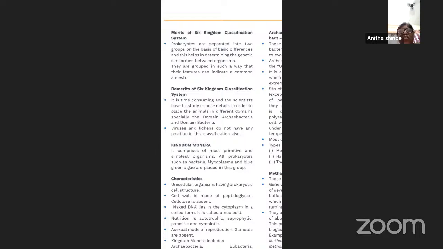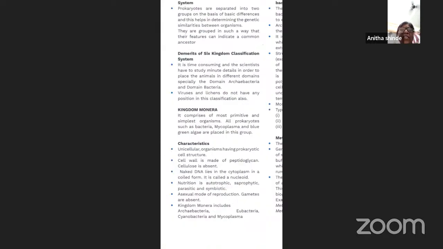And another drawback, of course, we have already seen in the 5 kingdom classification: viruses and lichens do not have any position in this classification also. Now this is about the different kingdoms given in Whittaker's 5 kingdom classification. So even now we talk about the viruses as well as the lichens.